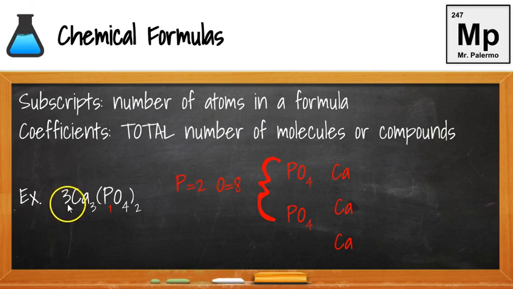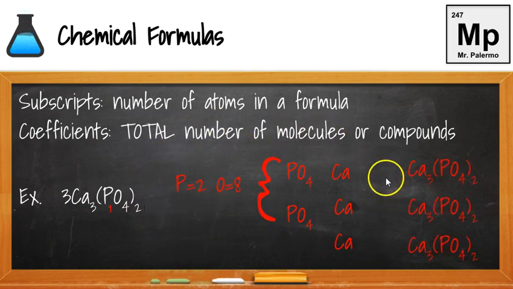So what does the 3 out in front mean? That means I have 3 of those compounds. So I have 3 of all of this. Or I can just rewrite the chemical formula 3 times. 1, 2, 3. So how do I figure out how many then I have of each of these atoms? Well, I could do all this and add them up, or there's an easier way.